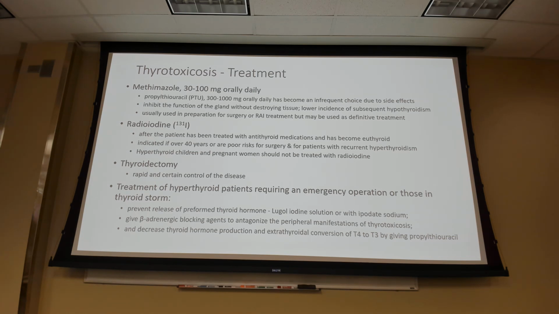If we've treated that patient and they're euthyroid, then we look at radioiodine studies or radioiodine treatment. We typically want to make sure we've used our thyroid medications first and they become euthyroid. And we can also look at surgery and a thyroidectomy, especially if they're having uncontrolled symptoms with our treatment.